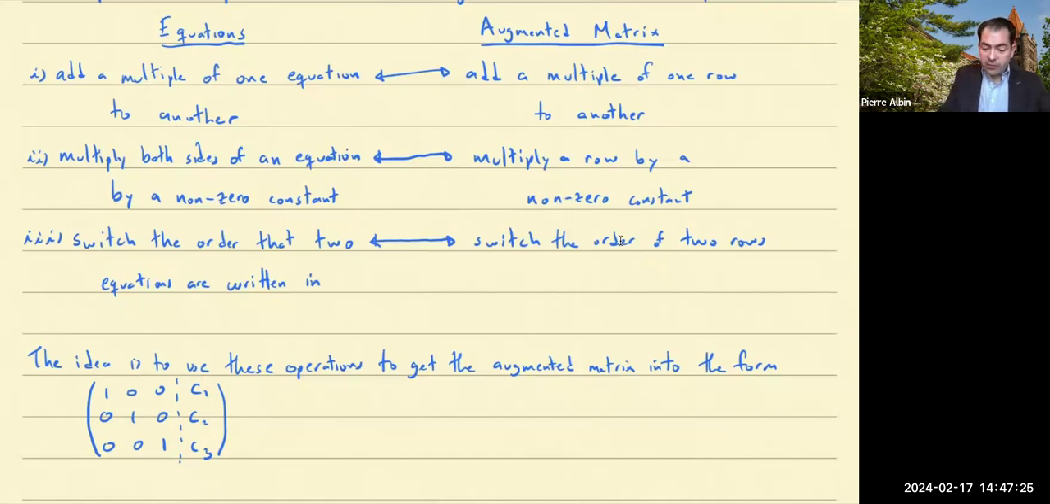If we translate this back to equations, then the first equation just says H is equal to C1. The second equation says M is equal to C2. And the last one says L is equal to C3. And so we've solved the system of equations. Of course, you might not be able to get the augmented matrix into this form. If not, you try to get as close as possible.